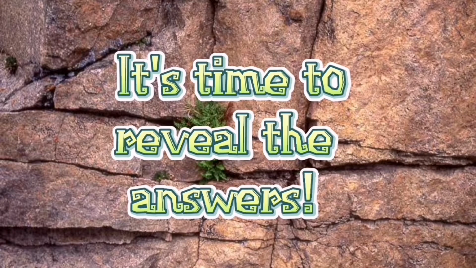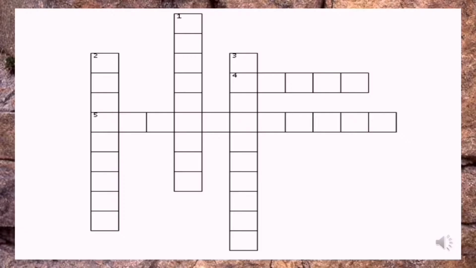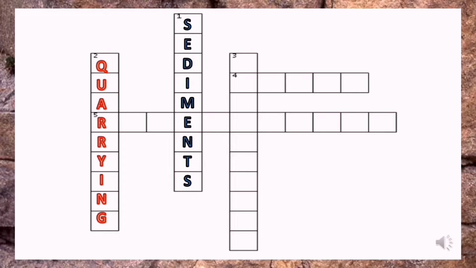I believe we are now ready to reveal the answers. Number 1: solid material that is moved and deposited in a new location, which can consist of rocks and minerals as well as the remains of plants and animals. Sediments. Number 2: any site working on the surface of the earth where minerals are extracted. Quarrying.